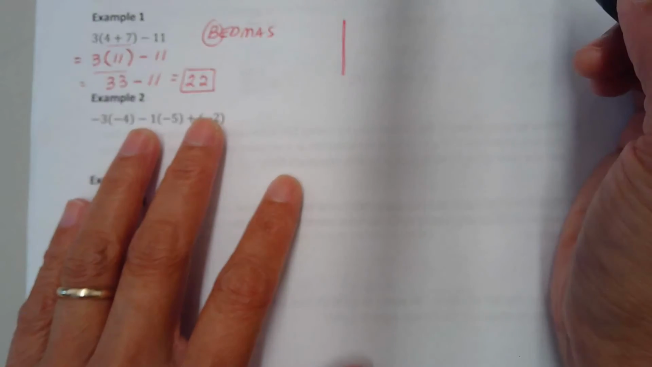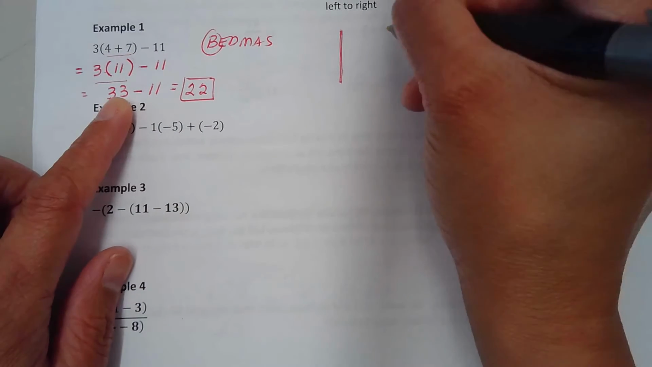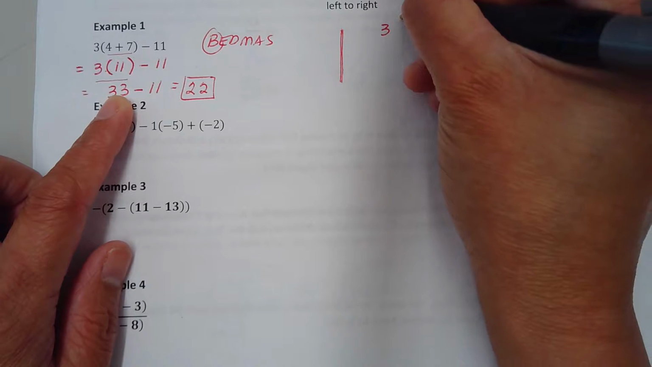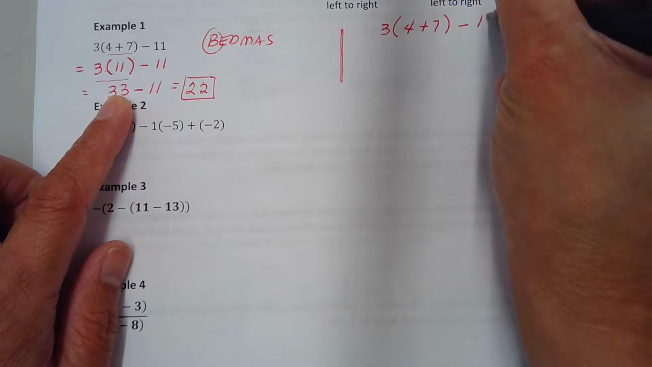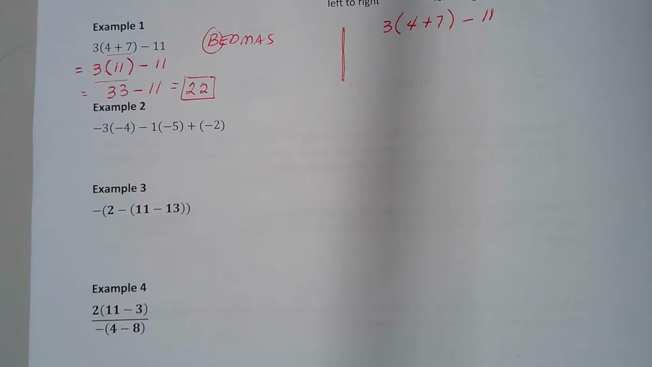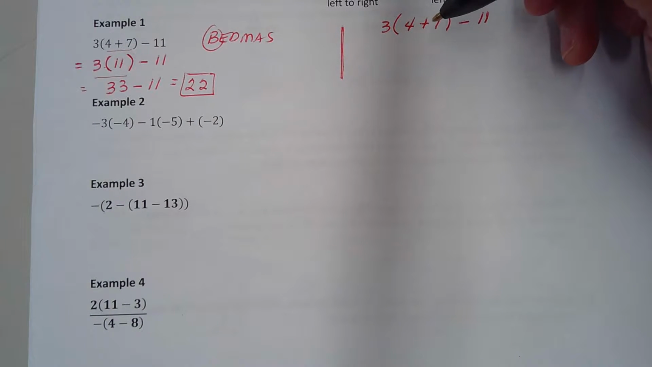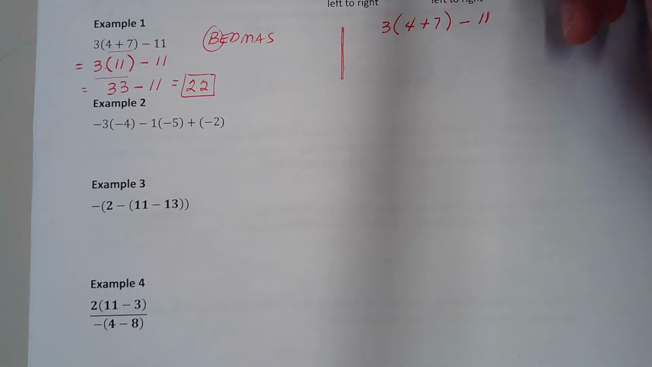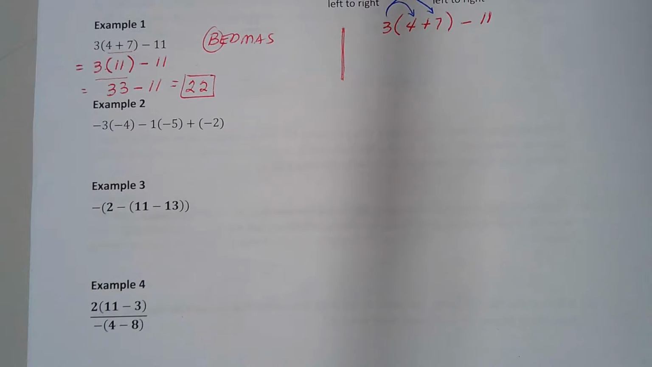I'll show it to everybody. So this is what your friend here had said. I'll write it down here. So 3 brackets 4 plus 7 minus 11. That's really interesting. So what she said is this: instead of performing the operation inside the brackets, she suggested that we multiply it in. It's called the distributive property of multiplication.